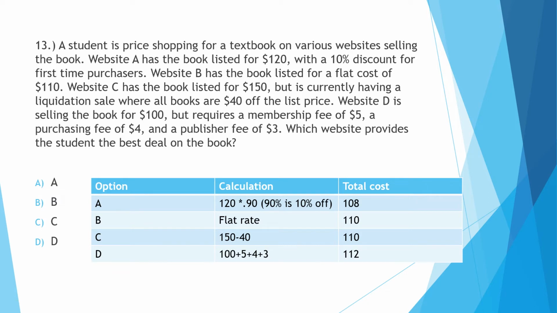Another option for figuring out 10% off would be to take 10% of 120 and then subtract it from 120. But I think taking 10% off of 100% and multiplying is a faster option.